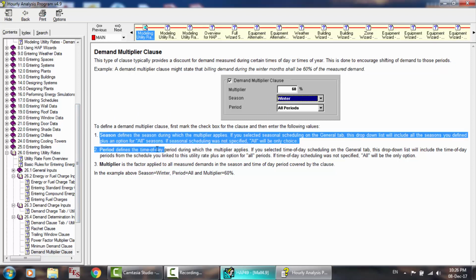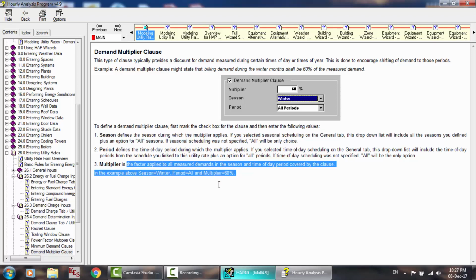So here the season, you have to select what you want: winter, summer, mid, or all. If a seasonal schedule was not specified, all will be the only choice. And here the period, you have to know which period, and the multiplier factor is applied to all measured demands in the season and time of day period covered by the clause. In the example above, season equals winter, period all, and multiplier 60%.